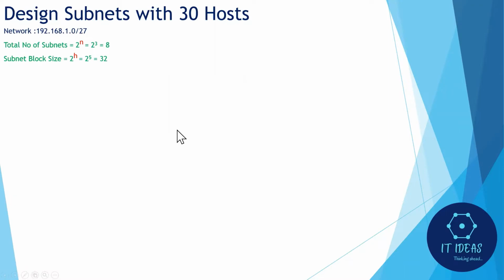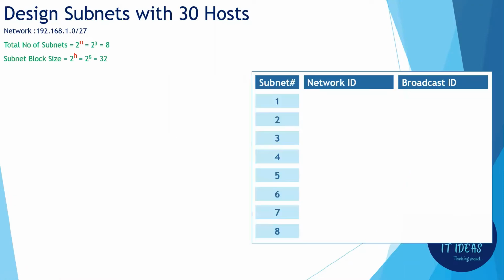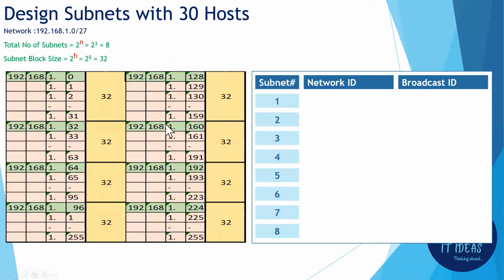Next, we are going to find out the network ID and broadcast ID for every subnet. Here we can see in the right side table, I have already written the 8 subnet numbers. Now we are going to find out the network ID and broadcast ID. You can see from the left side table, I have already written the 8 subnets' IP addresses. Each subnet has 32 IP addresses. The subnet block size is 32. So every subnet will have 32 IP addresses.